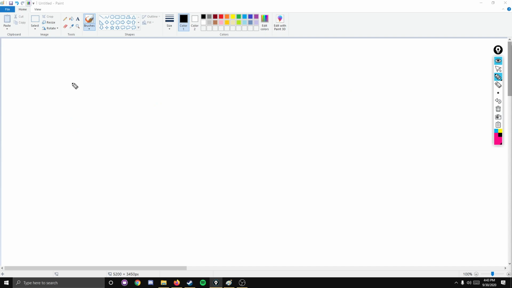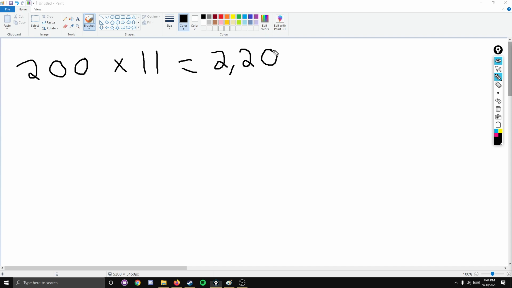Okay, I want to run through just one more problem. Right. What if we have 200 and we multiply by 11? Normally, if we did this multiplication, 200 times 11 will give us 2,200. But first we have to count our sigfigs.